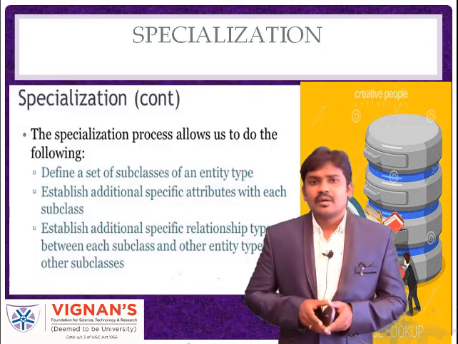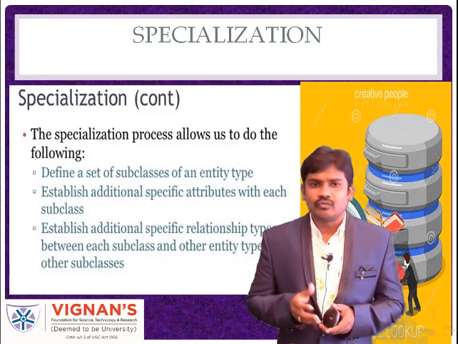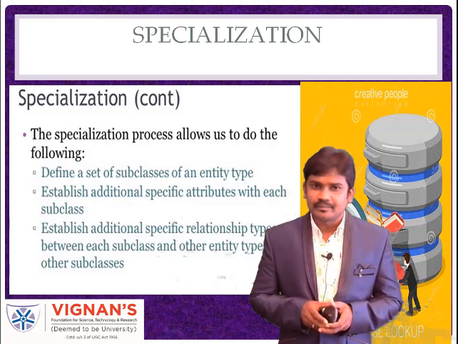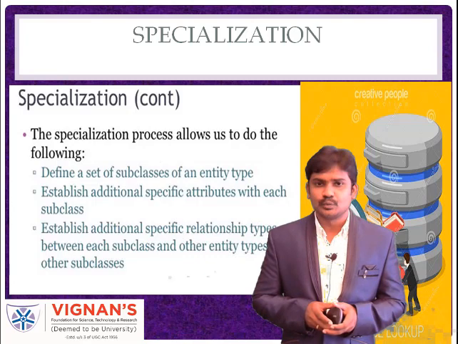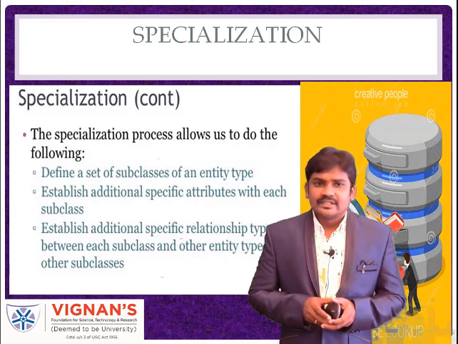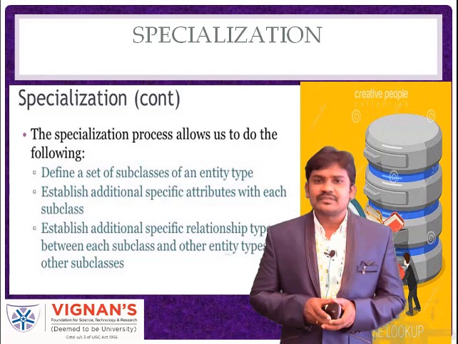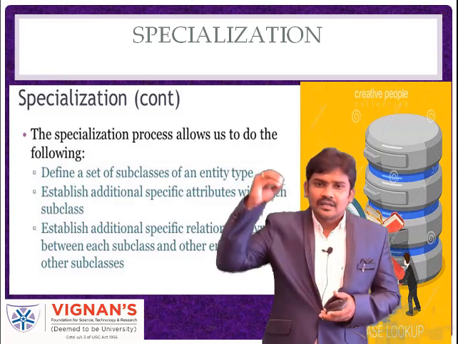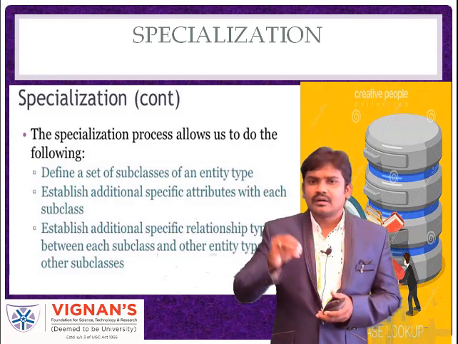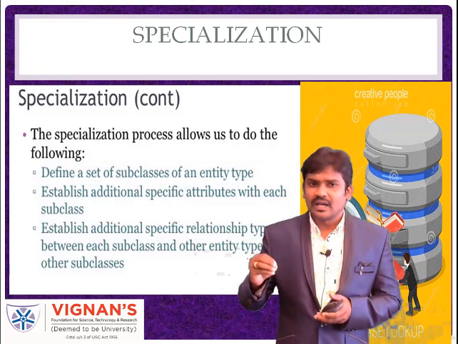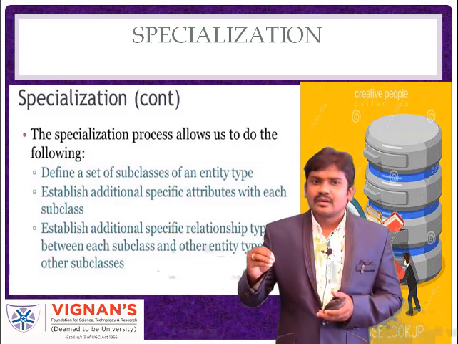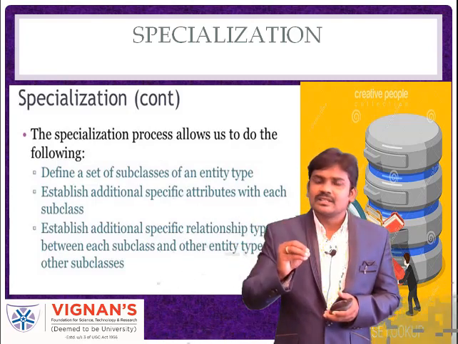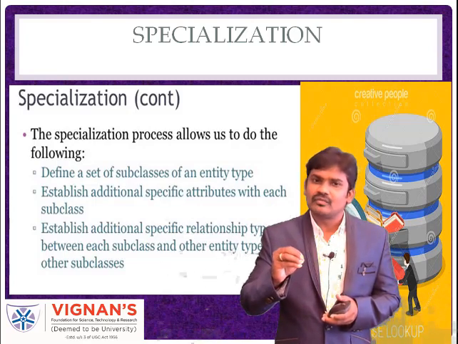The specialization process allows us to do the following. One is to define a set of subclasses of an entity type. Here the entity type is the superclass. Another is to establish additional specific attributes with each subclass. Means vehicle is the superclass, car and bike are the subclasses. Within the subclass, car is the four-wheeler, that is a specific attribute of car. Bike is the two-wheeler, that is a specific attribute of bike.